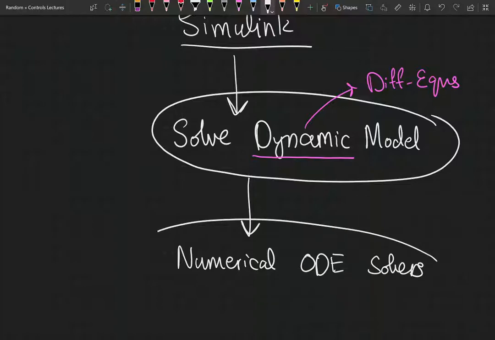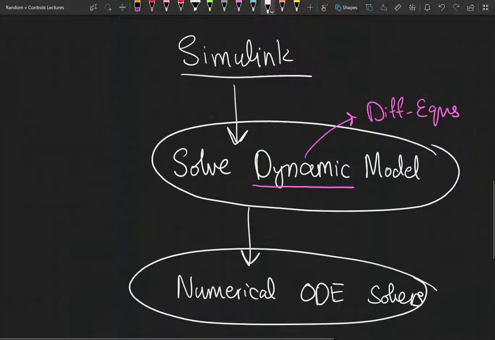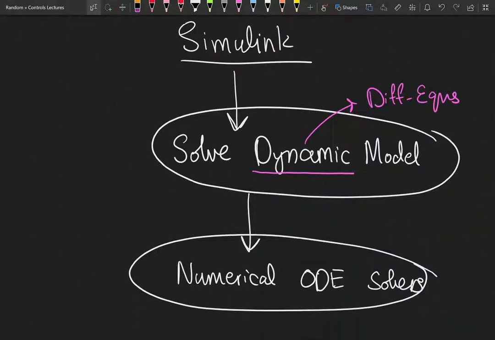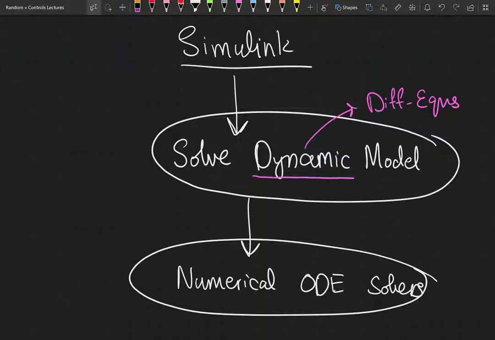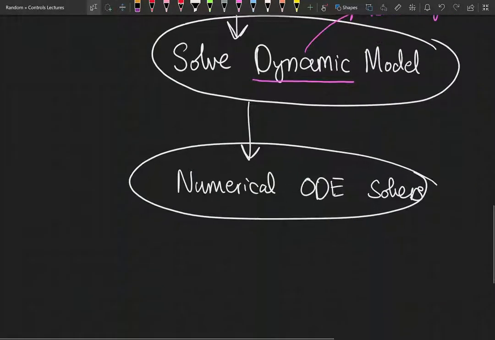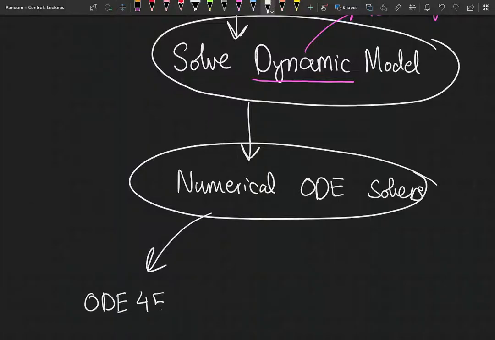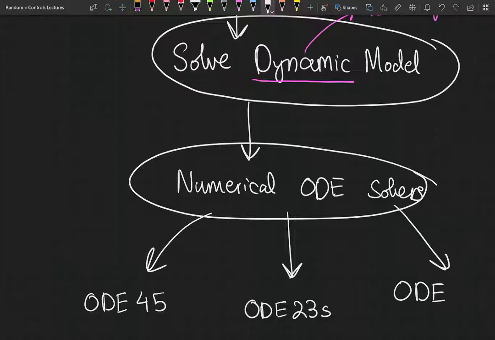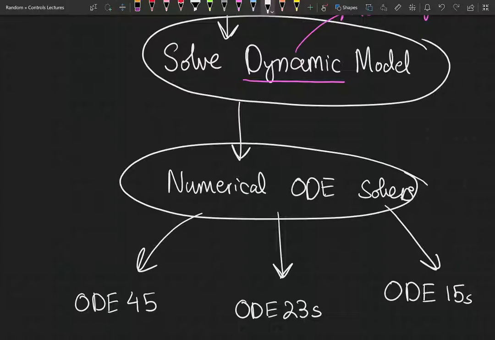All right, we're going to need various numerical ODE solvers. The solvers in MATLAB are still going to be accessible in Simulink. So you're going to be using the classic ODE45 that you've probably been using if you've ever used MATLAB before. I believe another one is ODE23s, and another one that I've used is ODE15s.